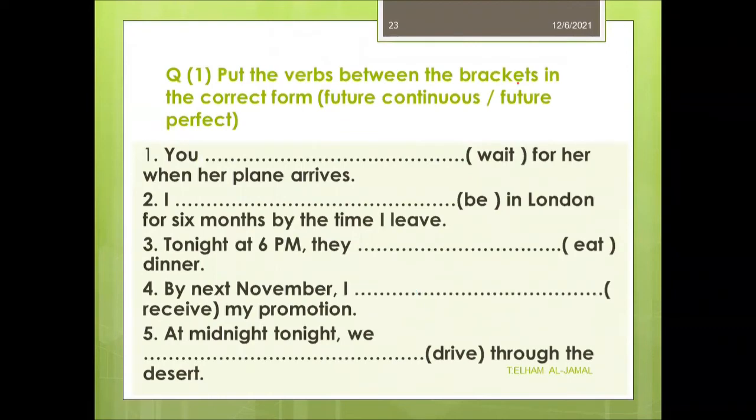Now here we have an exercise from the worksheet. Question number 1. Put the verbs between the brackets in the correct form of future continuous or future perfect. Here we want to read the sentence, understand the meaning of the sentence, and take care of the indicators or keywords in the sentence. These things are very important when dealing with sentences, especially in correcting verbs.